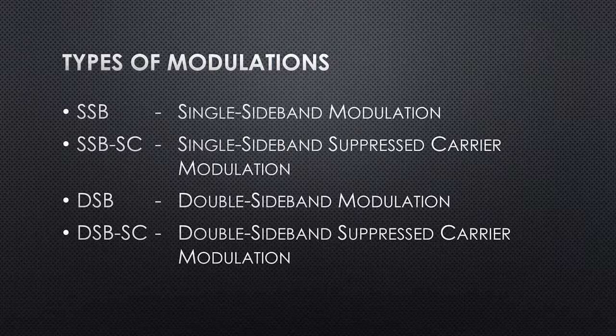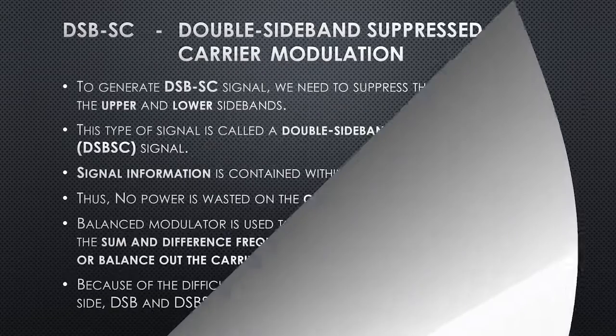These are some types of the modulation signals. First, we have SSB, single sideband modulation. Secondly, we have SSBSC, single sideband suppressed carrier modulation. Third, we have DSB, double sideband modulation. Fourth, we have DSBSC, double sideband suppressed carrier modulation.